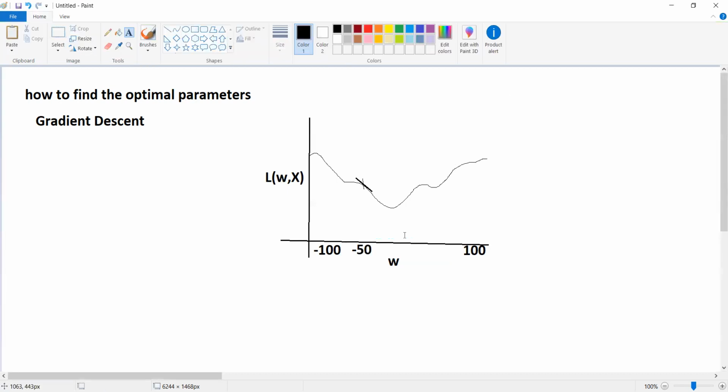So then we tweak W by the sign of the slope, and we also multiply it by some value which we call the learning rate, which is how big of a jump. Here I gave jumps of size 1, but you can also give jumps of size 2 or 10 or whatever. Then we pick the new W, which will be here, and we calculate the slope again, and then we know which direction to jump.